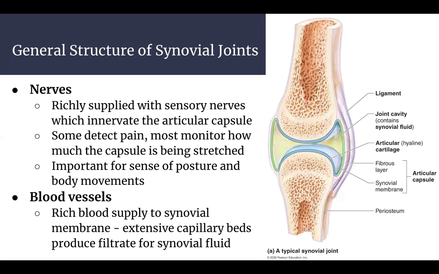Now, as well as there being a lot of nerves coming into these synovial joints, we also have a lot of blood vessels. That's because we need a rich blood supply to this synovial membrane here in green. Because remember, it's producing all of that synovial fluid, all of the filtrate that's forming the synovial fluid is being squeezed out of the extensive capillary beds that are found in this specialized vascular connective tissue that forms the synovial membrane.